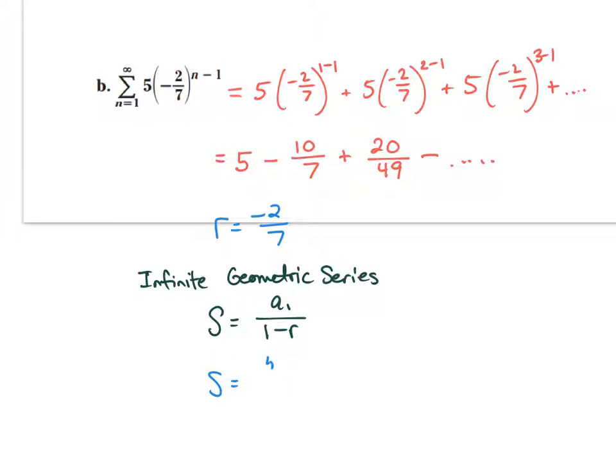Okay, so 5 is my first term, negative 2/7 is my ratio, and so I get 35 over 9. Okay?